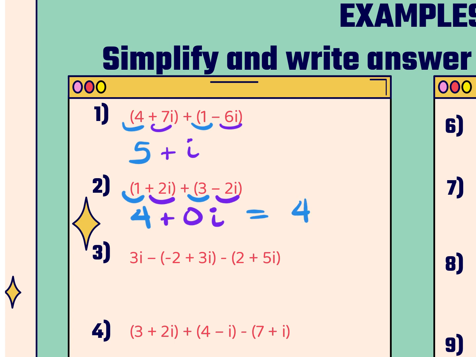But recognize that maybe on a standardized test, an SAT or PSAT, they might put it in there as a 0i. But just remember, when you're combining your like terms here, if you end up with a 0, you don't need to write it. Let's try the next one.